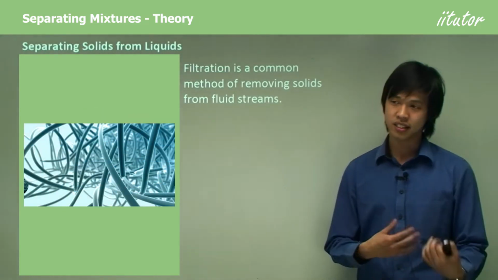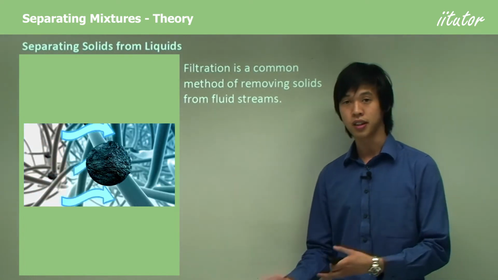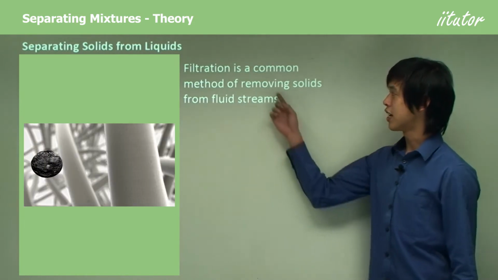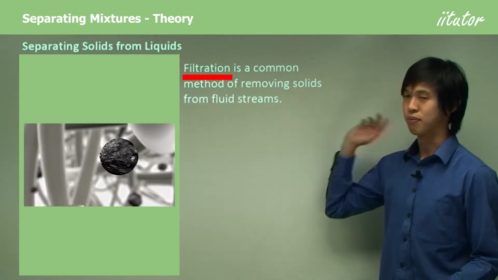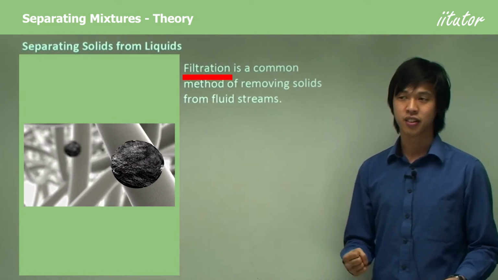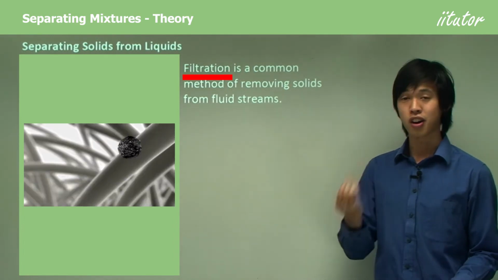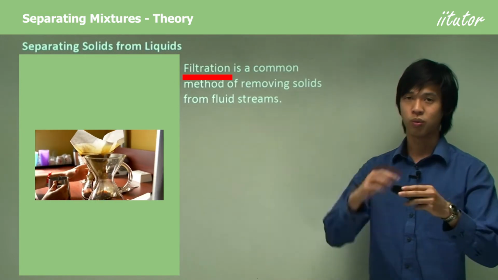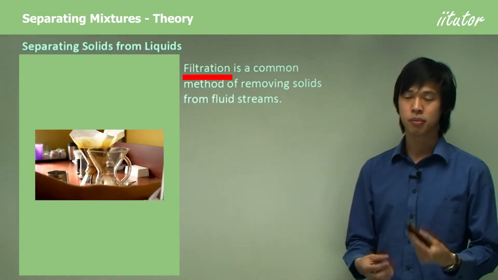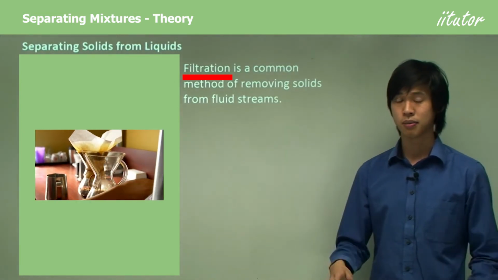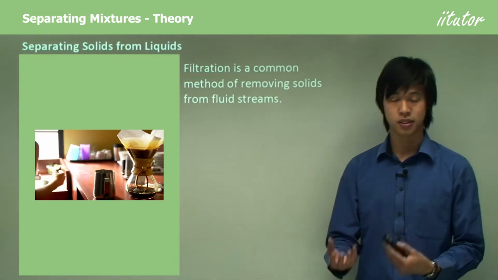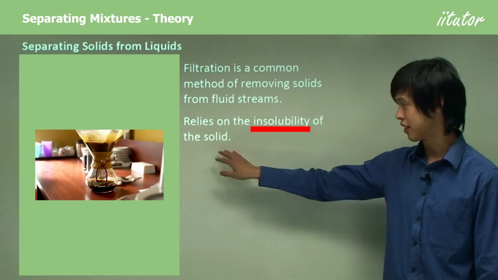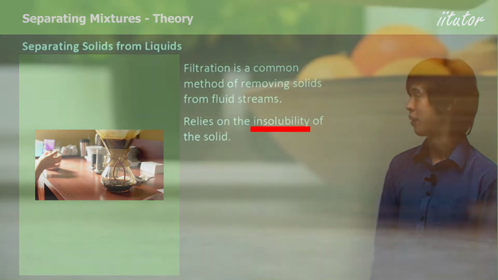We rarely see many examples of separating solids from solids, but now we have separating solid from liquid. This is quite easy. So filtration is a common method for removing solids from fluid streams. You're relying on the particle being not soluble in the liquid and then letting the liquid pass through the filter, whereas the solid gets stuck. It's similar to sieving, except one of the substances is now a liquid. That's the only difference. The property here is that it's insoluble. The solid is insoluble in the liquid. That's our property that we're exploiting here.